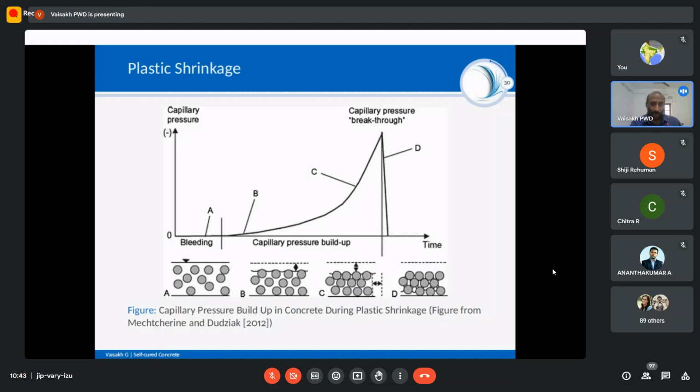This is capillary pressure against time. At the initial stage here at B, you can see the bleeding. Then capillary pressure is building up here. After bleeding, once the surface moisture is lost, we have a surface film here. Once it is lost, capillary pressure builds up and draws water from the inside, and the capillary pressure increases and draws more and more water and breaks through. And once it breaks the film, the water from inside will start coming out and getting lost to the atmosphere.